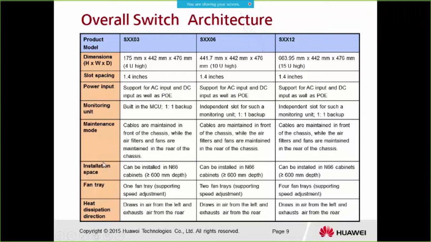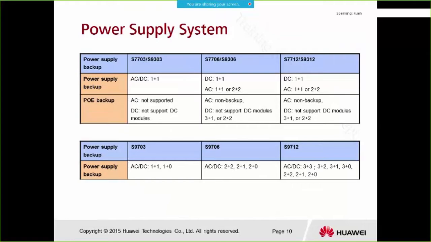As for the installation space, it can be installed in an N66 cabinet, which is larger than 600 millimeters in depth. And all the fans support speed adjustment. All the power supplies and fan modules can provide 1+1 or 2+2 backup.